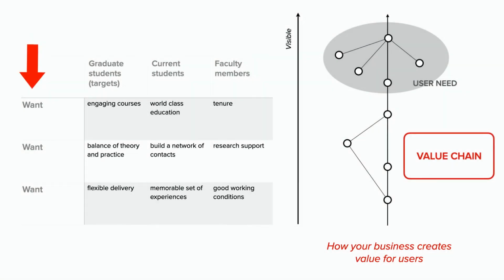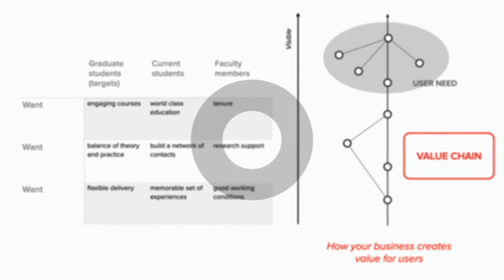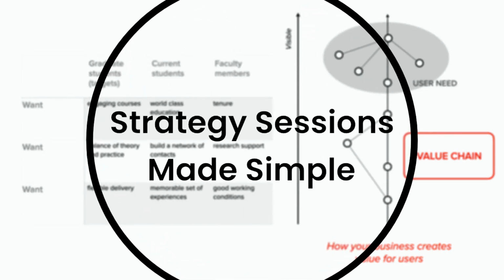Once we've agreed on what our users want, we can start to map out the value chain. Our value chain records all the things we and others need to do in order to satisfy the desires of our users and create value for them and for us. We'll show you how to do this in the next video of this series on strategy sessions made simple.